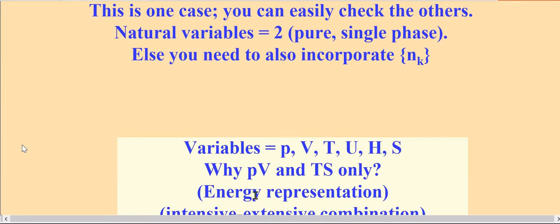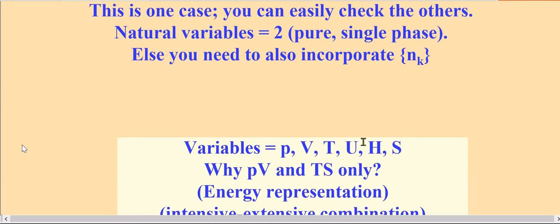Since we are in the energy representation, all of these things are in terms of energies. This internal energy, this enthalpy, is an energy. Entropy is not an energy, but TS is an energy. So PV and TS, because they have the right dimension of energy. And an intensive-extensive combination is also there, because the overall function is normally extensive. To make any property intensive, you talk about, say, molar Gibbs potential, molar something. If you use molar, then it becomes intensive.